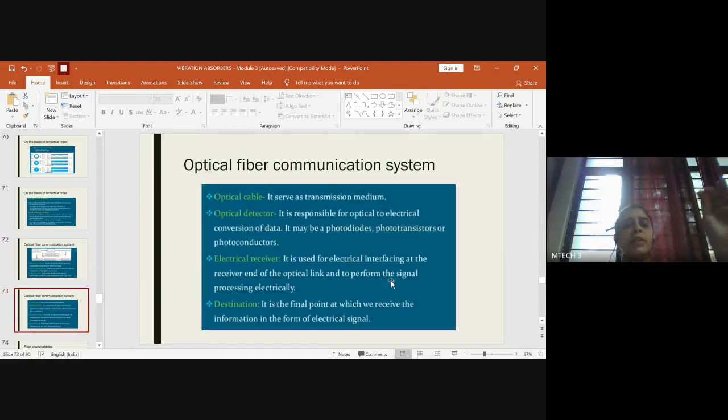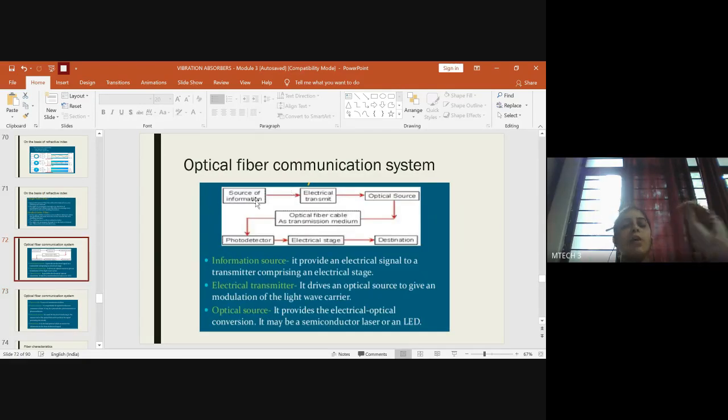So you can use different types of photodetectors, right? It could be photodiodes, it could be phototransistors, or it could be photoconductors. So this will convert the optical data into the electrical data. To convert the optical signal to the electrical signal, we use the photodetectors.